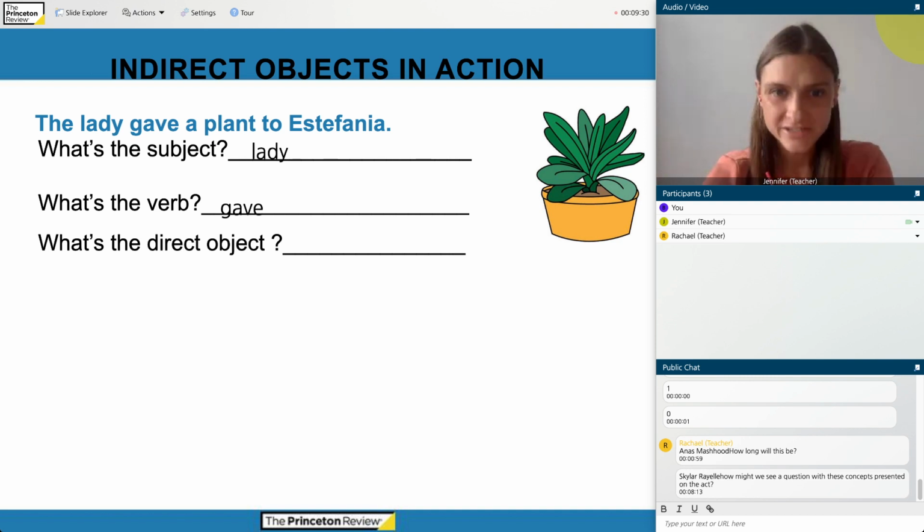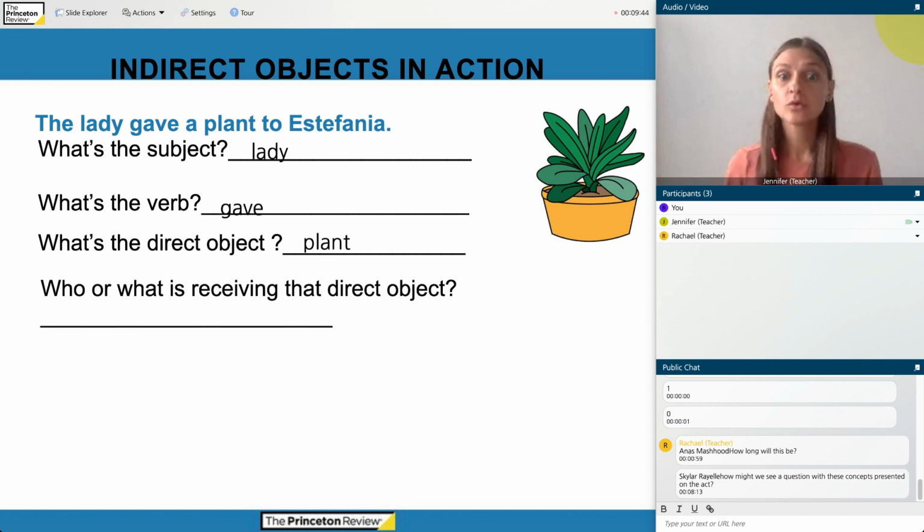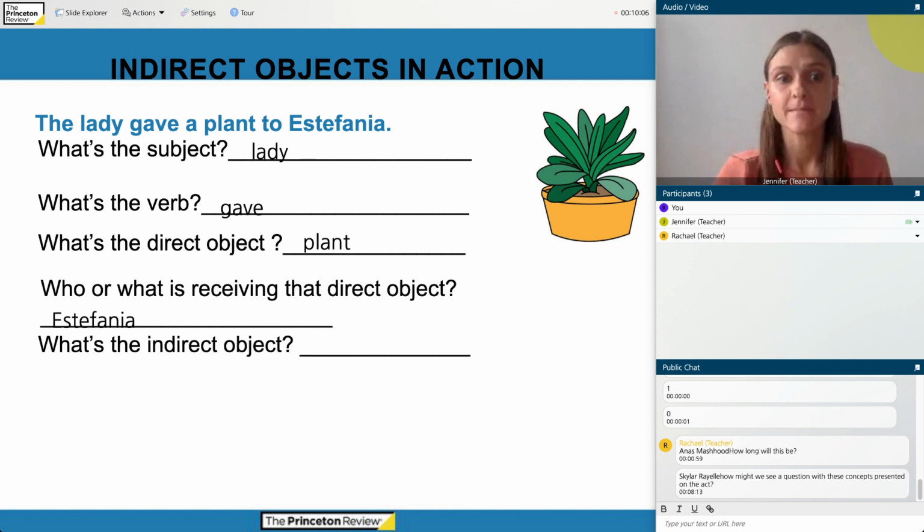Let's retype it up here. All right, it just got stuck on the line. There we go. Okay, so we've got our subject, we've got our verb, we've got our direct object, and now we want to ask ourselves who or what is receiving the direct object. In this case, it's Estefania. So she's going to be our person that's the indirect object. And when she's receiving the direct object, that means that she is also the indirect object.